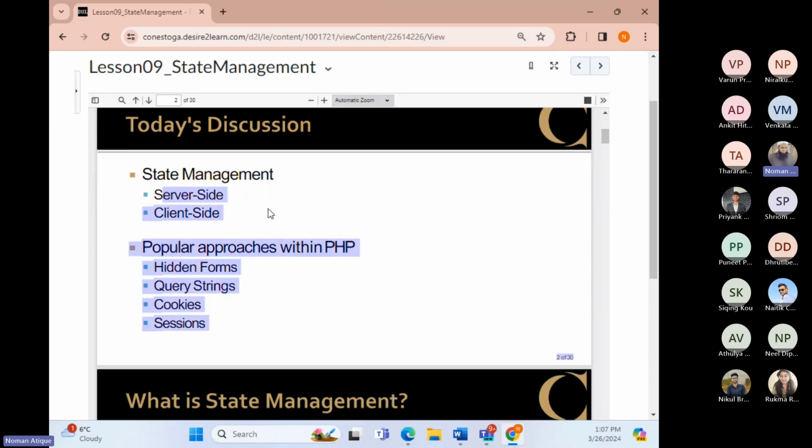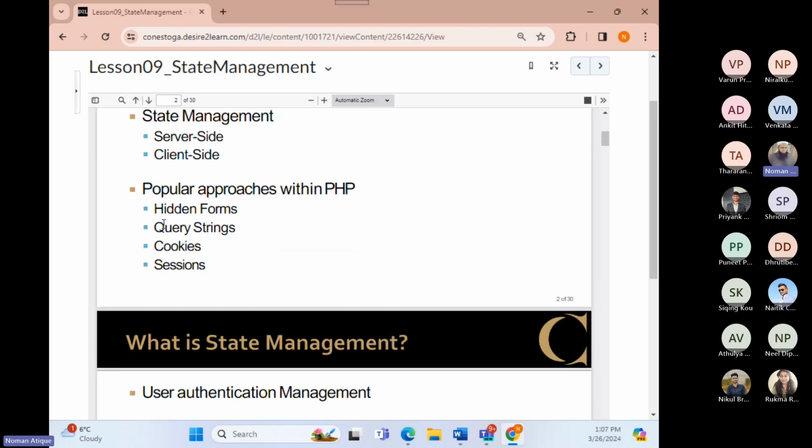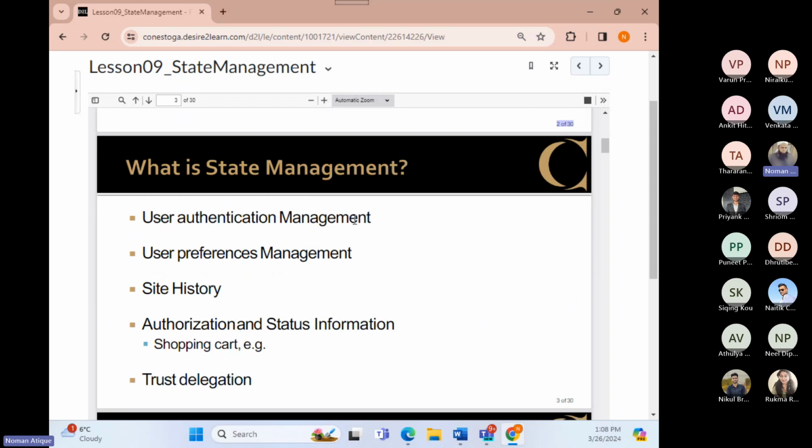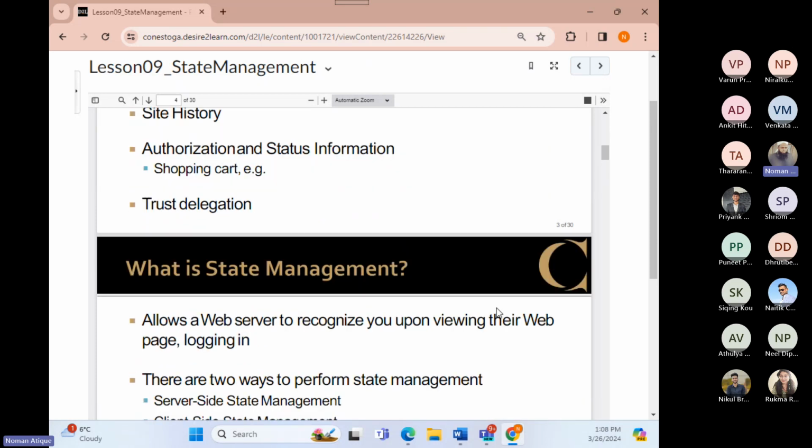We saw that state management could be done on the server side. It can be done on the client side. We also talked about hidden forms and query strings, but the most popular approach for maintaining the state of a user, be it on the server or on the client, is actually the session and cookies specifically. And state management is used for user authentication. Again, we always want to have an authenticated user, so that which page should be accessible by which user, we try to follow that. So authorization, and shopping carts as well.